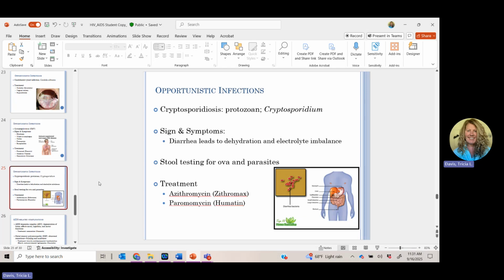Another one called cryptosporidiosis or cryptosporidium. Signs and symptoms of this are going to be very loose stools that are relentless. So a lot of diarrhea. That diarrhea is then going to lead to dehydration. And, of course, we know what's going to happen then. We're going to have electrolyte imbalances. So we are going to be doing stool samples for these patients. And we're going to be testing for ova and parasites because that's what causes this. And the treatment for this is going to be Zithromax, which is the azithromycin, or Humatin, which is paromomycin.